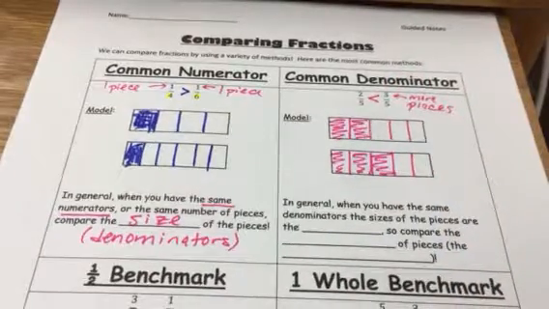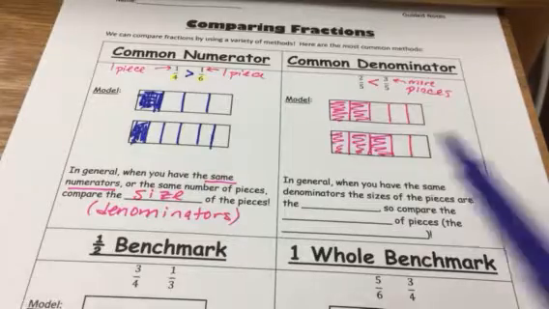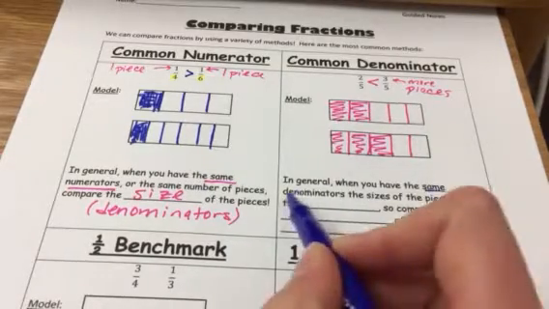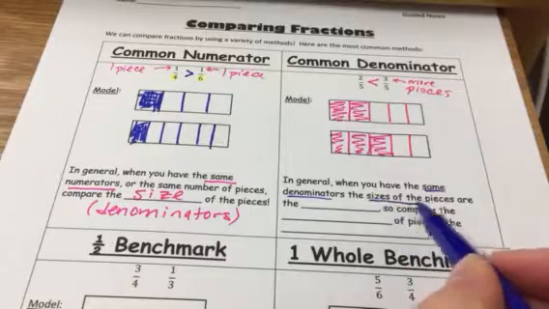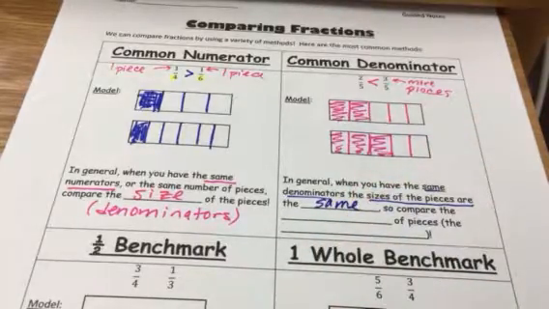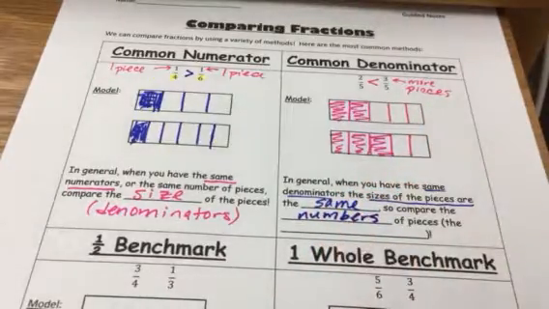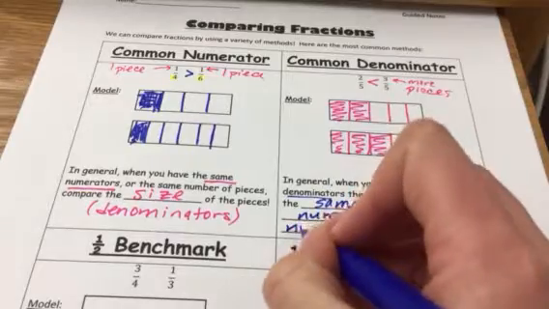So these are the easy ones. If you have common denominators, you're going to compare your numerators and see which one you have more of. So in general, when you have the same denominators, what does that mean? That means the sizes of the pieces are the same, and that makes our lives easier. So we're just going to compare the number of pieces that we have, also known as the numerator.